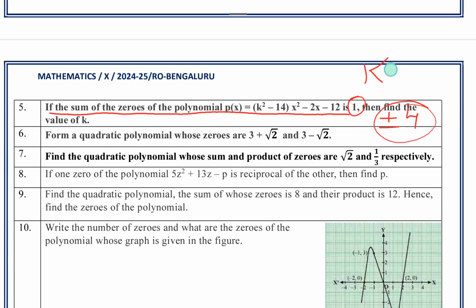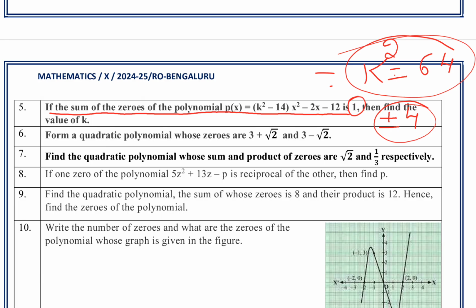It means k square will come as 64. You will get k square equals 64. Same as the previous equation you will get. Then come to the sixth question.